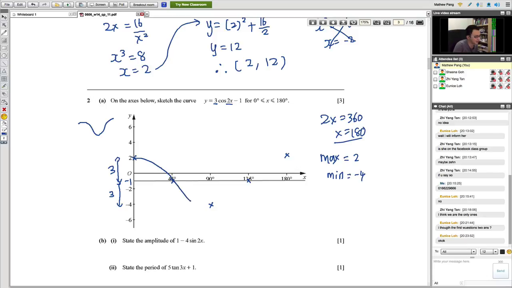Yeah, I guess if I use a pencil or pen, I will draw it a bit more nicely. Yeah, this is the cos graph.